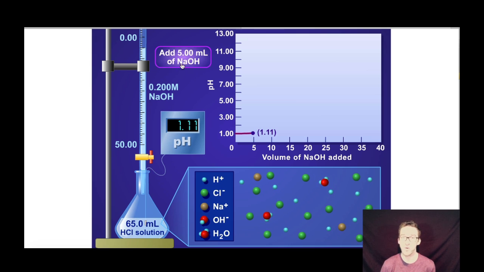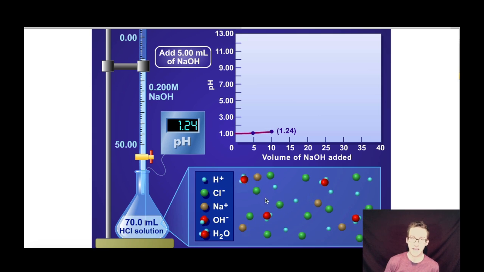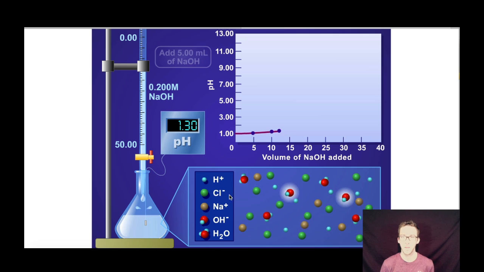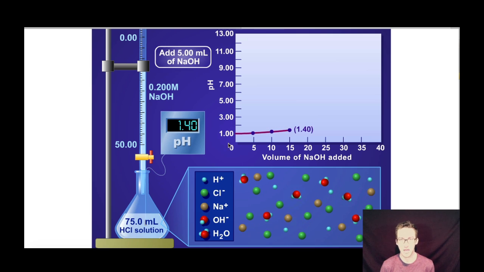I'm going to add 5 more milliliters. Again, notice as I add the sodium hydroxide, the hydroxide ions neutralize the hydrogen ions from the acid molecules in solution. Again, more neutralization. Notice my pH begins to creep up. As I use up those hydrogen ions in solution, it becomes less acidic.